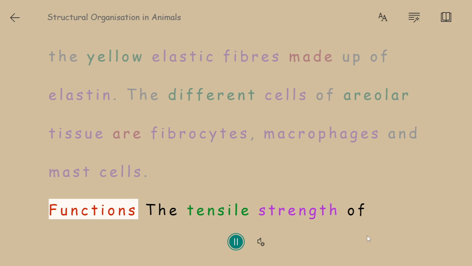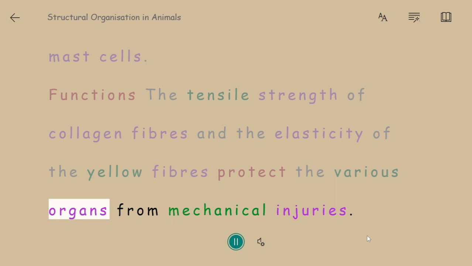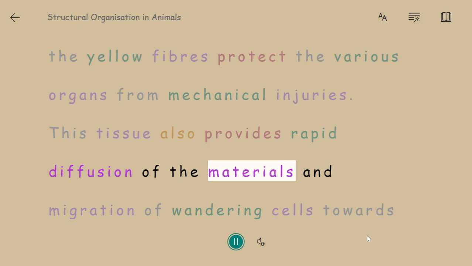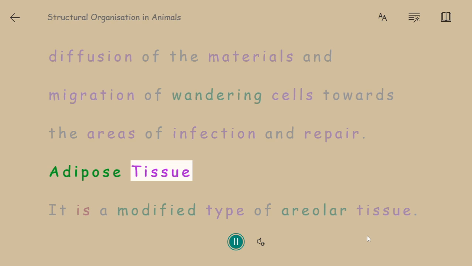Functions: the tensile strength of collagen fibers and the elasticity of the yellow fibers protect the various organs from mechanical injuries. This tissue also provides rapid diffusion of the materials and migration of wandering cells towards the areas of infection and repair. Adipose tissue. It is a modified type of areolar tissue.